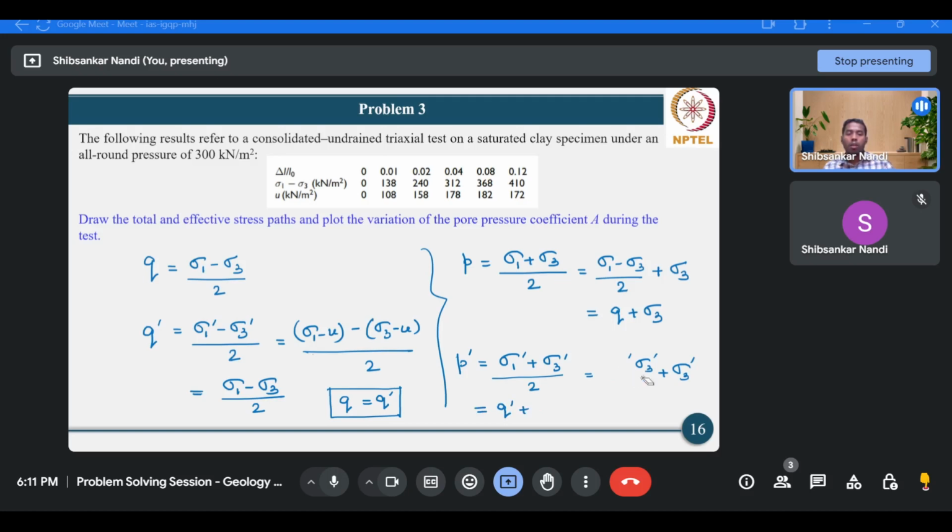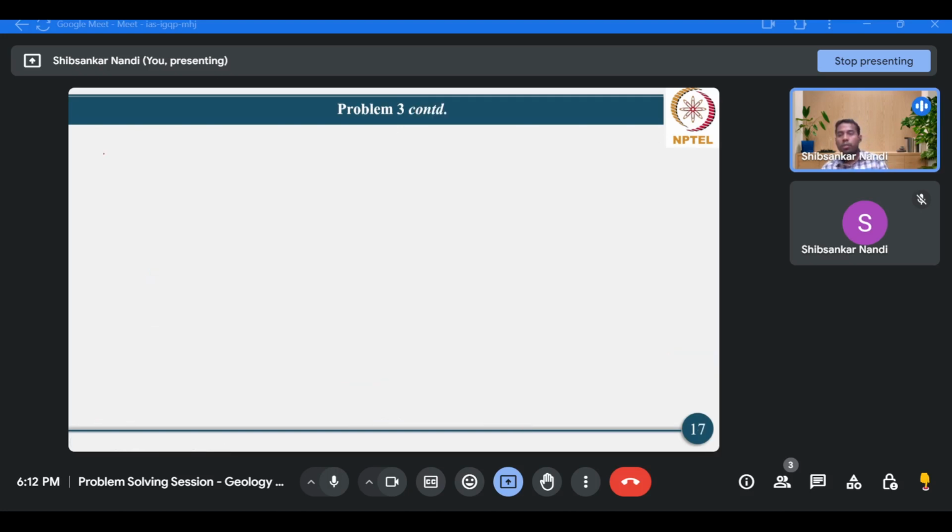So these are the important expressions which we have derived, that is Q equals Q prime equals (sigma 1 minus sigma 3) by 2, P equals Q plus sigma 3, and P prime equals P minus u.